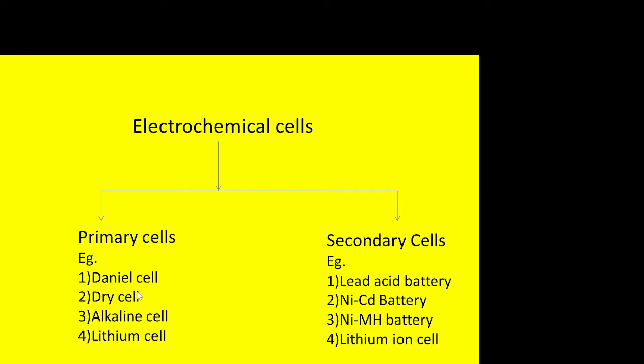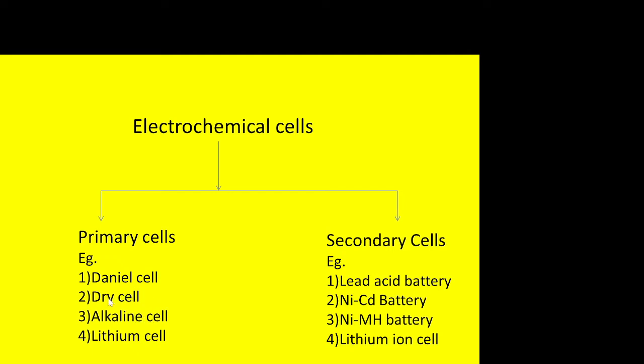Dry cell is also a primary cell. Here also zinc metal is there, so we cannot convert Zn2+ back to zinc metal, because aqueous solutions are there. If you try to recharge a dry cell, hydrogen evolution happens and the cell may explode.